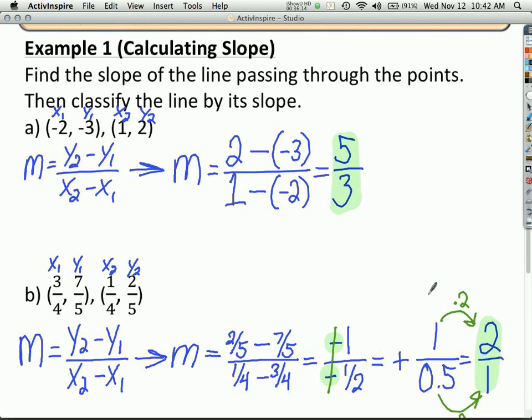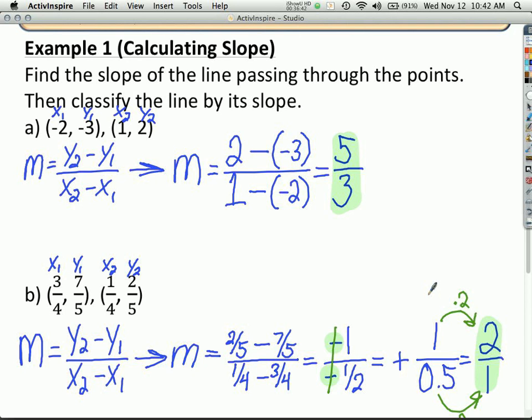Okay, let's do a survey. Give me a thumbs up if you think that's positive slope. Okay. Put your thumbs down. Give me a thumbs up if you think it's negative slope. Okay? Give me a thumbs up if you think it's 0. Give me a thumbs up if you think it's undefined. So I'm going to be honest with you, it should be an absolute joke for you to tell the difference.